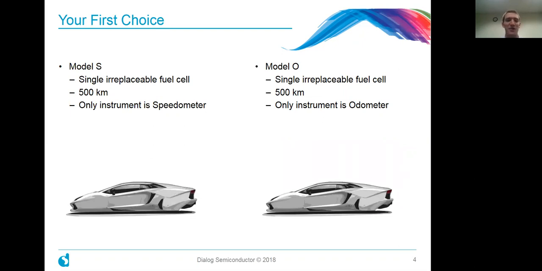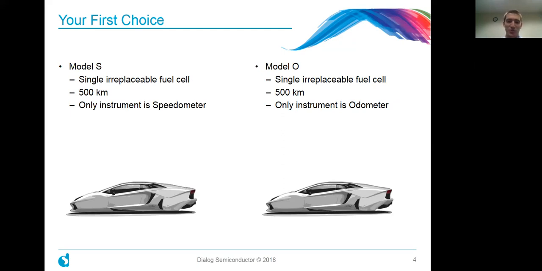You can get either the Model S or the Model O. Now this is the exact same flying car. The only thing is that they only have one instrument, and you can only choose one instrument. So the Model S has a single irreplaceable fuel cell. It can go 500 kilometers. That's the distance it can go before it runs out of fuel. But its only instrument is a speedometer. Now contrast that with the Model O, which also has a single irreplaceable fuel cell. It can also go 500 kilometers, but its only instrument is the odometer.